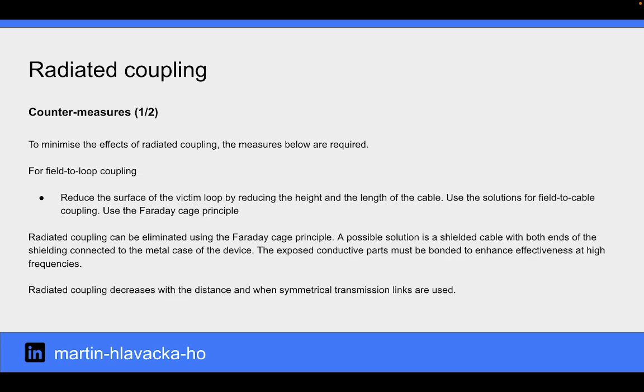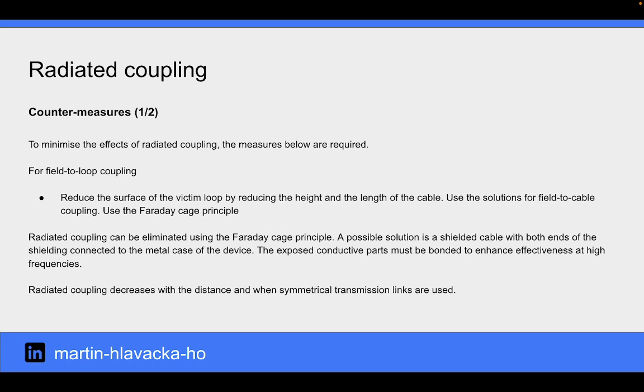The measure for field-to-loop coupling is: reduce the surface of the victim loop by reducing the height and the length of the cable. Use the solution for field-to-cable coupling. Use the Faraday cage principle.